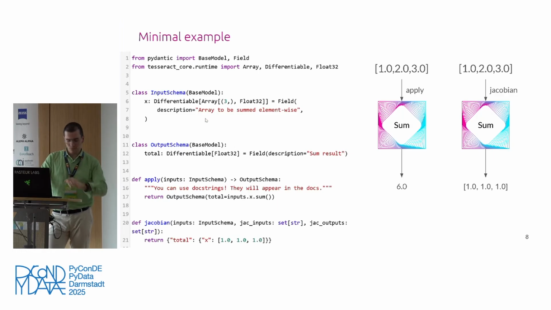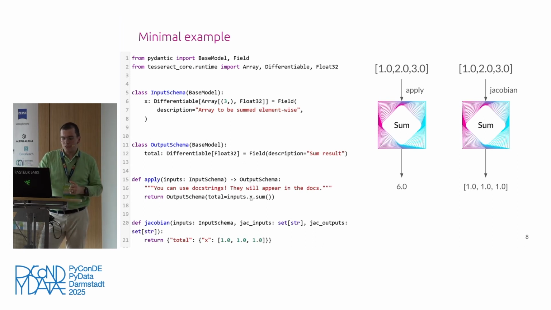And then once you have the input schema and the output schema, then you can define the meat of your function. So the apply function, which just connects the two and brings you from the inputs to the outputs.